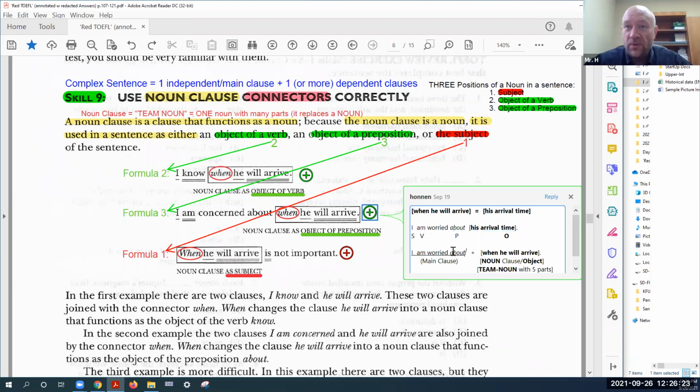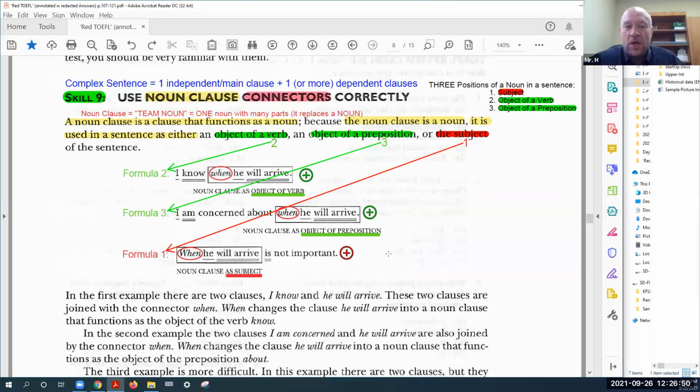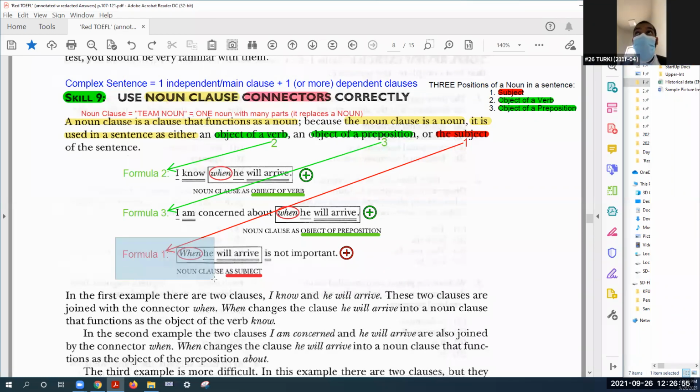And here, what do we have now? I am worried about, I am worried. And then what's this? When he will arrive. This is a noun clause. It's an object. Why is this clause an object? Because it follows about, a preposition. Exactly. Okay, good. Now, here's the example the green book doesn't show you.